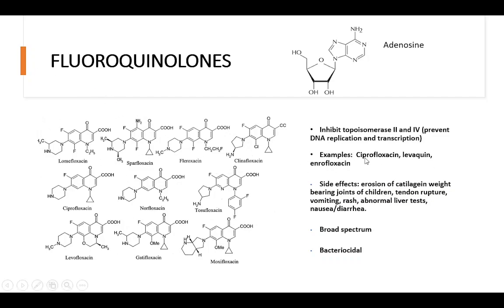Now, the common example is ciprofloxacin. That's probably the most commonly prescribed one. Right after that are Levaquin and enrofloxacin. Side effects for this are a little bit more severe. It can cause erosion of the cartilage in weight-bearing joints in children. So it can basically erode the area between joints that holds them up and creates smooth movement of those joints. It does that specifically in children.